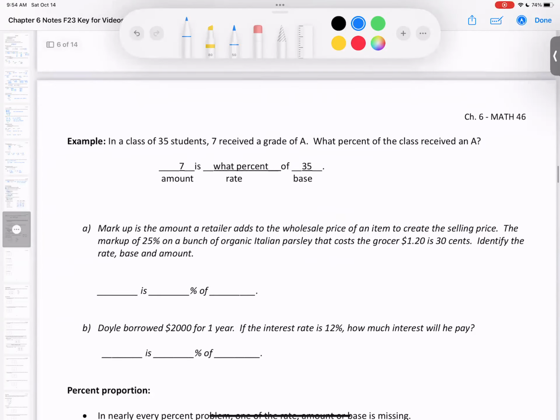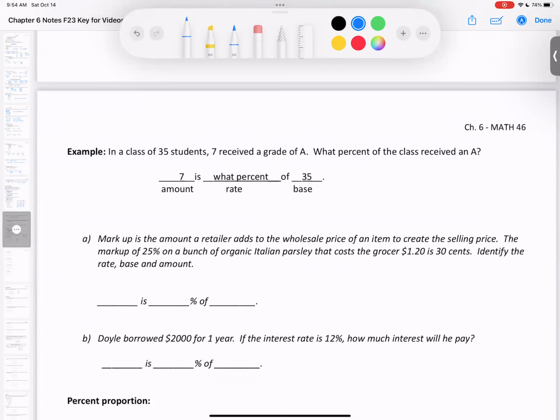Let's do a few more examples. In a class of 35 students, that would be our base, 7 received a grade of A. So 7 is our amount. They want to know what percent of the class received an A. So what we're trying to figure out in this question would be the what. Let's do a couple more. Pause this video and see if you can do the next two word problems.